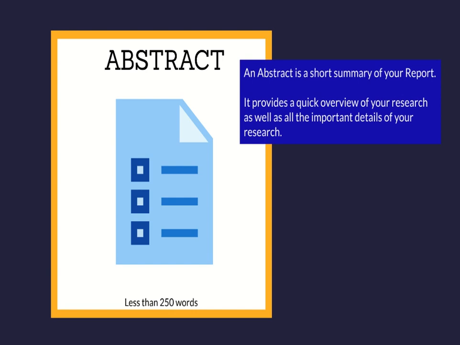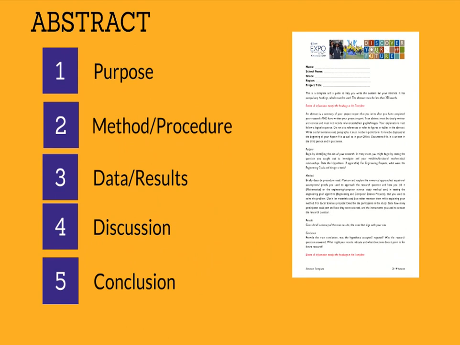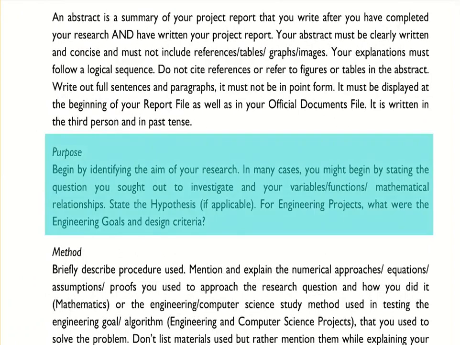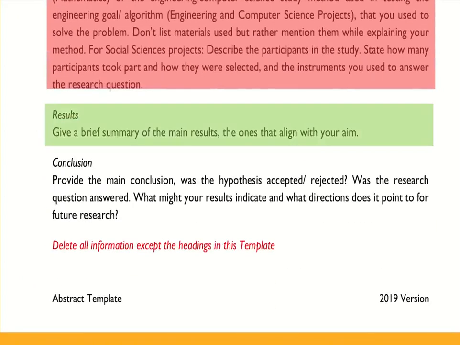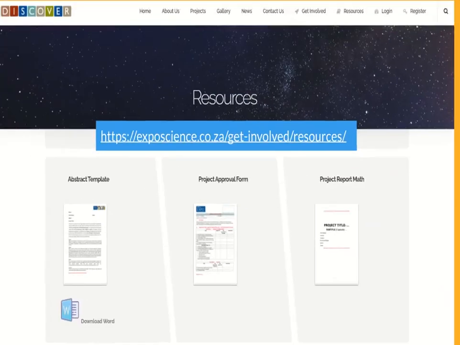It provides a quick overview of your research, but it also provides the reader with all the important details of your research. Your abstract should include the following components: the purpose of the research project, the method or procedures used, the data or results, and the conclusion. Here is an example of the template provided. Visit www.exposcience.co.za to download an easy template that you can follow.